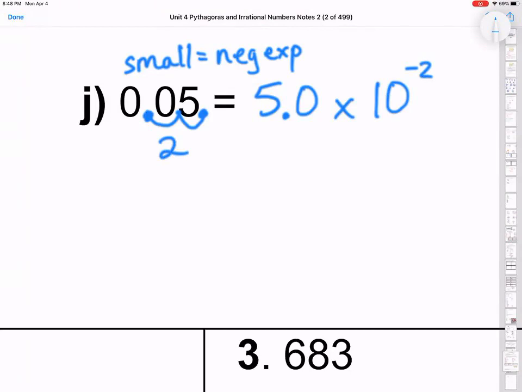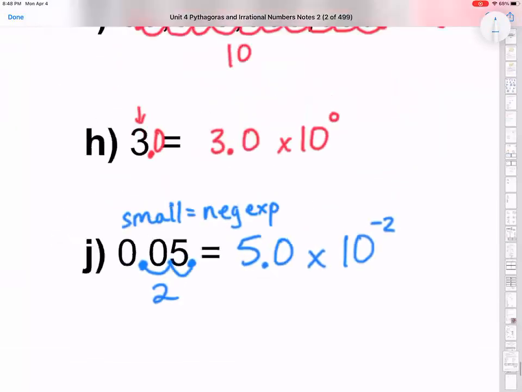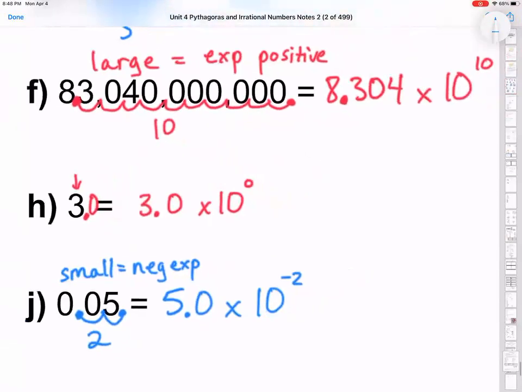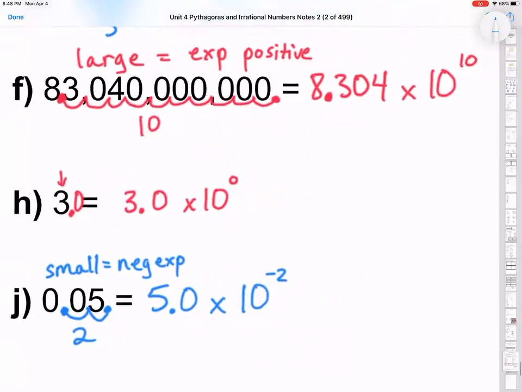Again, you're really always looking at what did you start with? And if it's a small number to start with, and you're bringing it to scientific notation, you have a negative exponent. If you have a large number, like that one, F, if you start with that, then you're going to have a positive exponent.